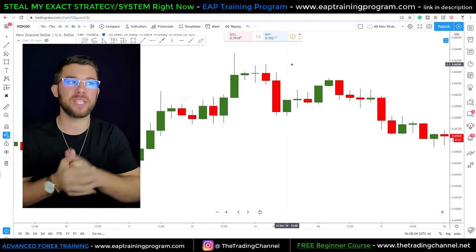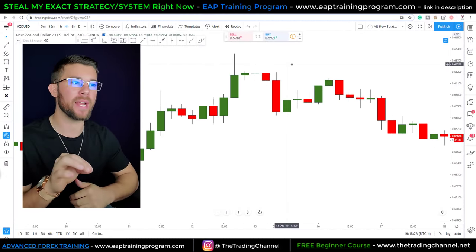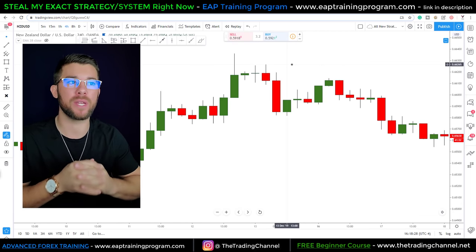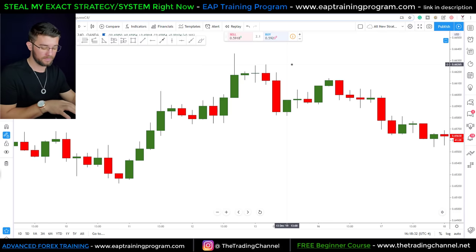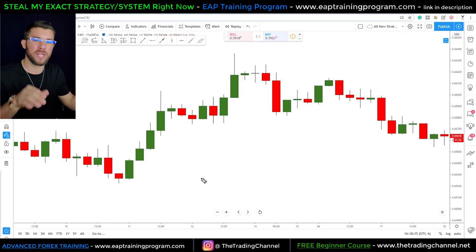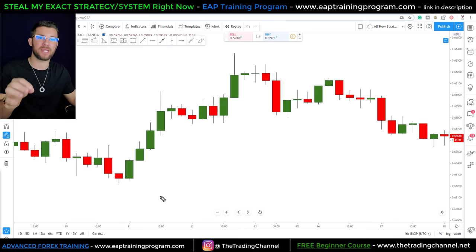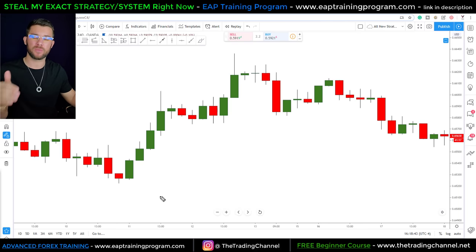Here we are on the New Zealand dollar. What I want you to do is see if you can point out all of the swing highs and swing lows that we can see on the chart right now. I'll give you just a few seconds before I start pointing them out. And what we're going to do in a second is break down how to spot a major swing high and swing low and minor swing highs and lows. There's a very specific way that I use to spot those. You're going to know that right after this.